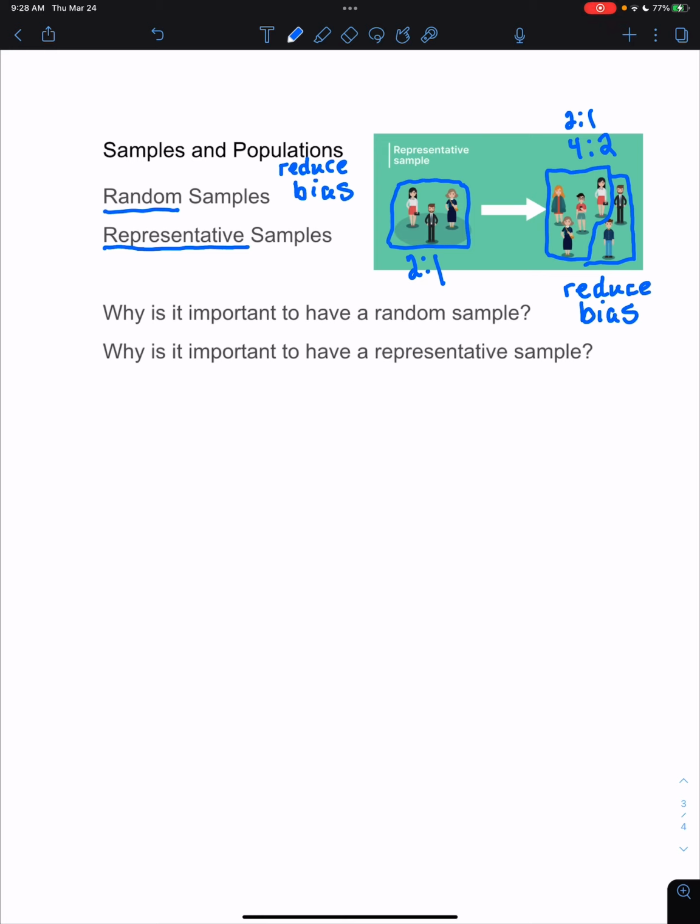All right, so that is a little bit. Sampling and populations is a very complex topic. We're only going to scratch the surface in this course, but this gives you a little taste of what we're dealing with in terms of sampling and populations.